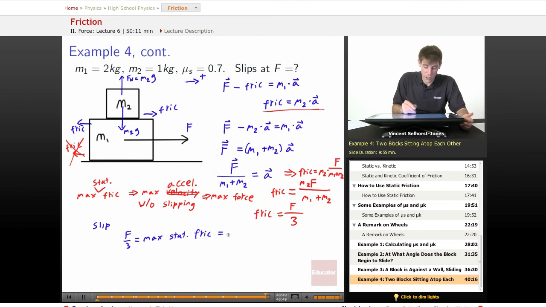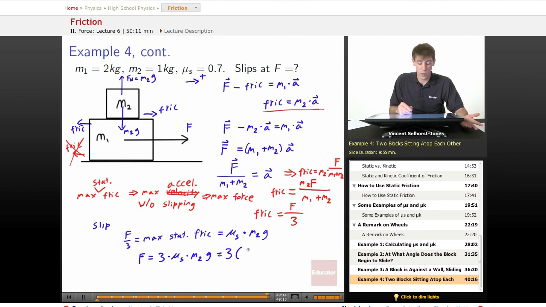What's max static friction? Mu s times m2g, or normal force. So if we want to figure out what that is, F equals 3 times mu s times m2g. We just plug in a bunch of numbers now. We use our calculator at this point. 3 times what was mu static? It was 0.7. What was the mass of the top object? It was 1. What's gravity?